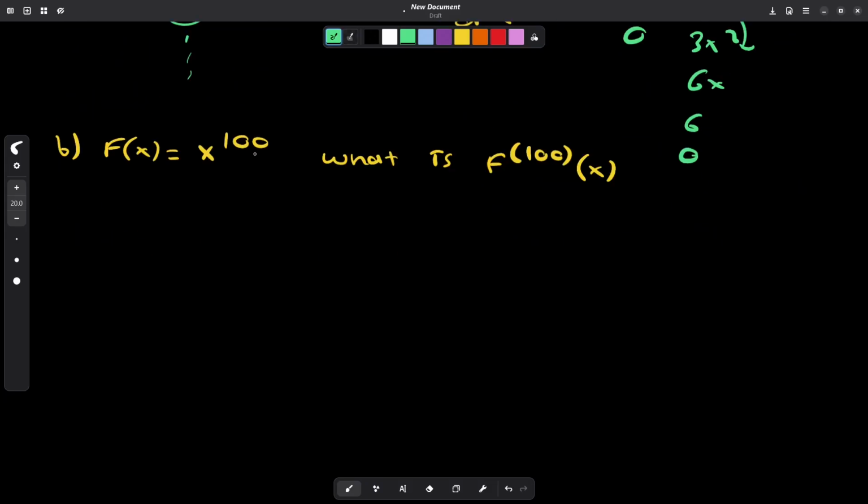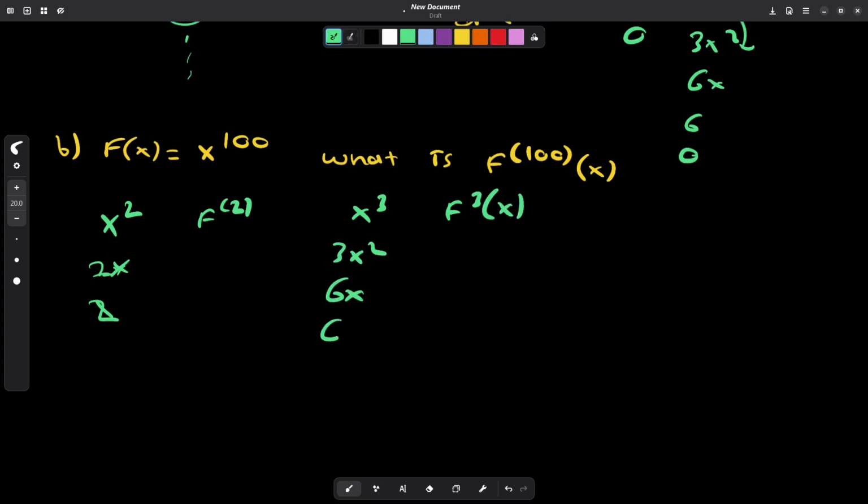What if it's equal to the power though? x to the 100. What is 100th derivative? Good question. Again, the number is too big. Let's think it like this. We want to differentiate x squared. What is the second derivative? First derivative is 2x. The second derivative is 2. x cubed, third derivative of it. 3x squared, 6x, 6. x to the fourth power. What is fourth derivative? 4x cubed, 12x squared, 24x, 24.